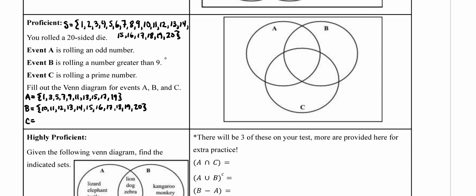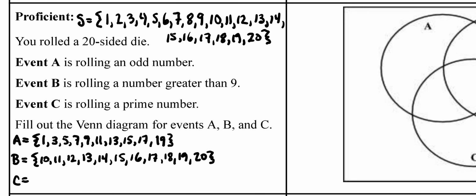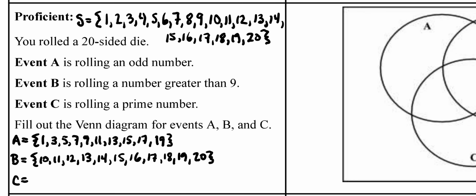This problem is suggesting that we roll a 20-sided die and that we have different events, different things that could happen. Event A is rolling an odd number, B is rolling a number greater than 9, and event C is rolling a prime number.